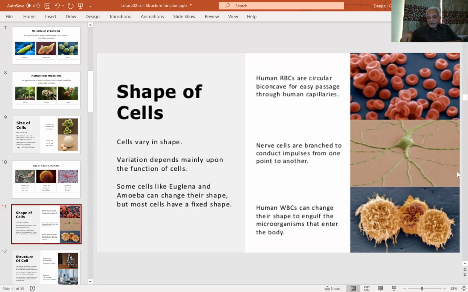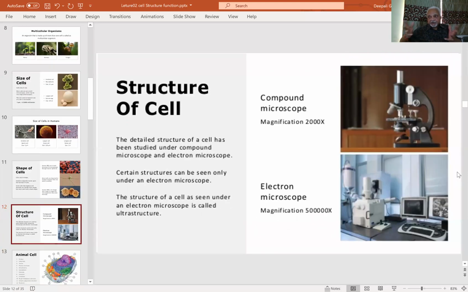Now, how this knowledge was generated is based on these tools: the simple microscope to the compound microscope. This is the compound microscope, and the electron microscope. This is the electron microscope, and this is the compound microscope. How do they differ? They differ in the power of magnification. A compound microscope can magnify up to 2000 times, and an electron microscope can magnify an object 500,000 times.